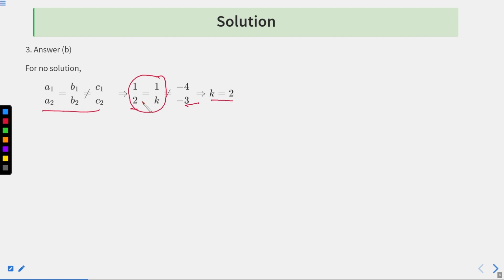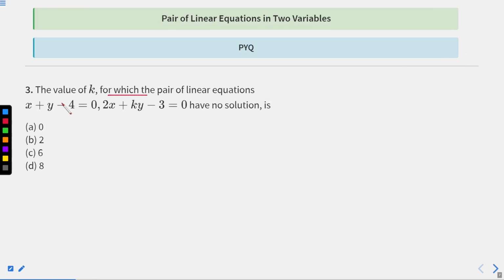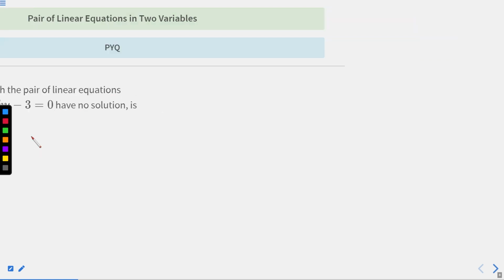Now if we go back to the question, here in option B we have been given 2. So for k equal to 2, the pair of linear equations x + y - 4 = 0 and 2x + ky - 3 = 0 have no solution. So for question number 3, the correct answer is option B. Now let us move to the next question.